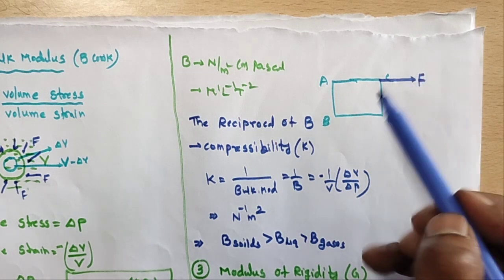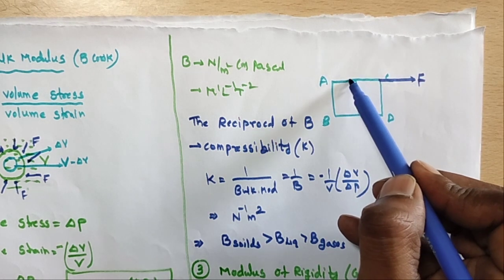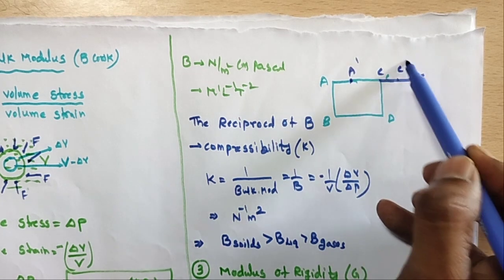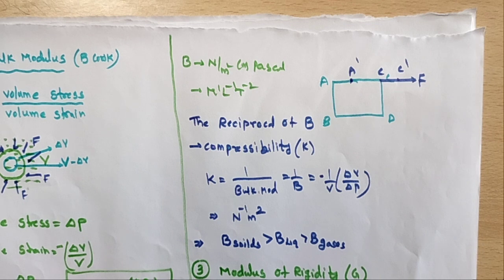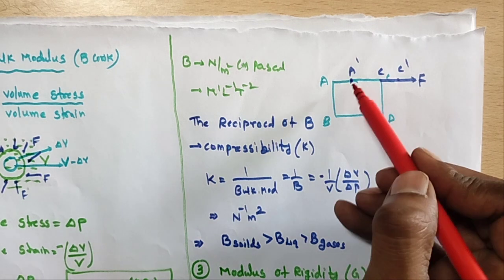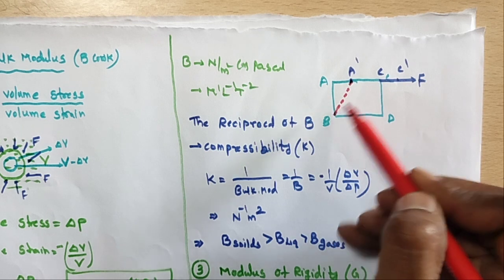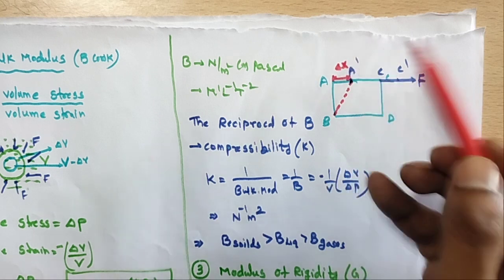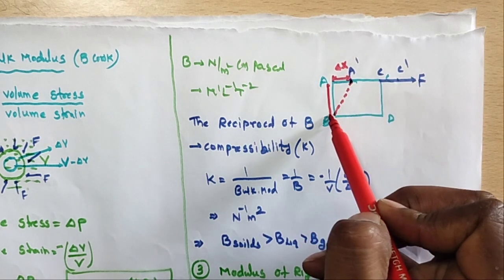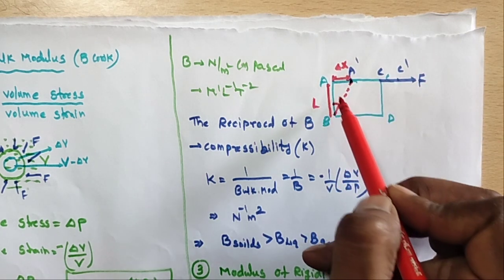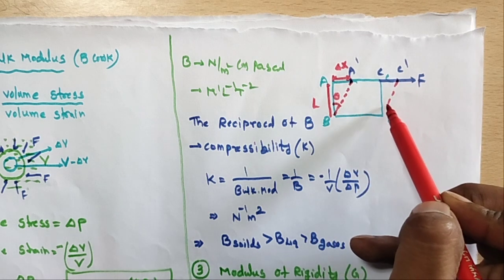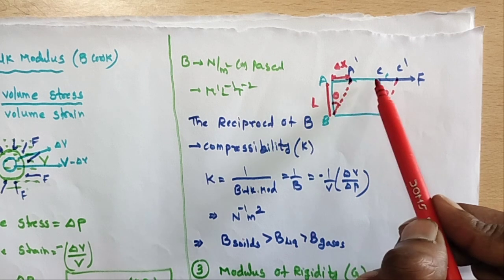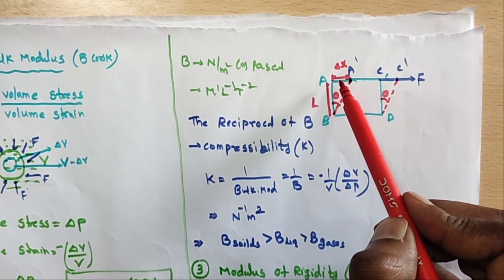force is applied, what happened? This A point is moving to A dash. The C point is moving to C dash. So in this case, the object is displaced. How much displaced? I am taking delta X or X. This is a length L, making angle theta. Here also some theta. When the force is applied on the upper surface, this is called tangential force.